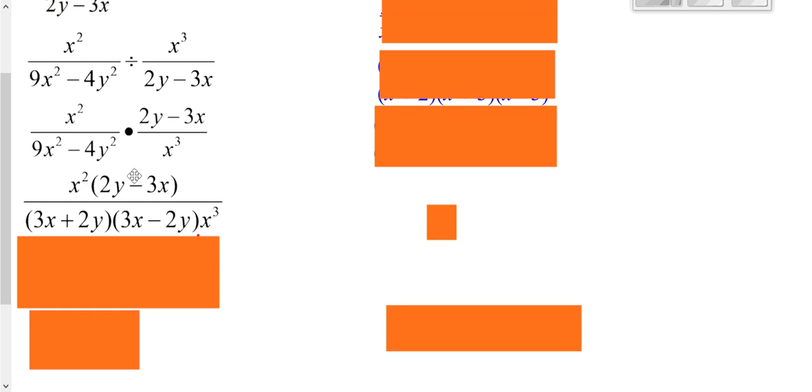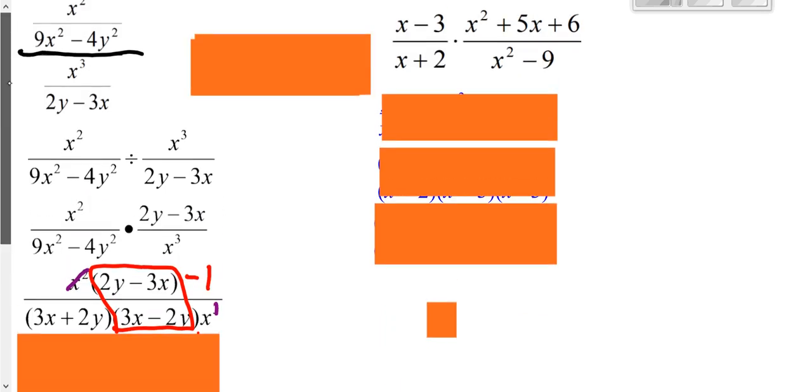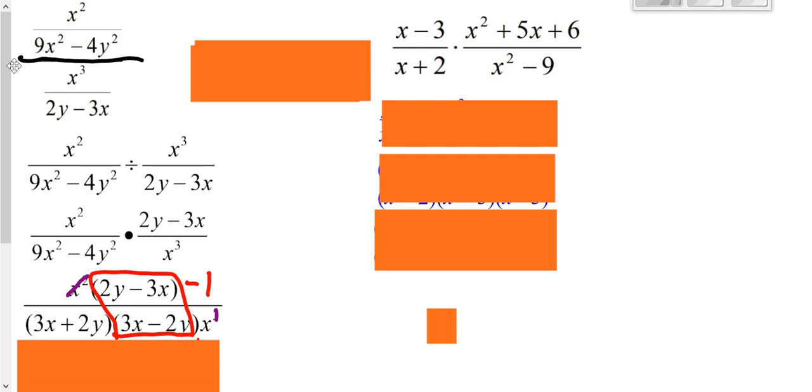Now you can cross stuff out. You'll notice you have an x squared times the top and an x cubed times the bottom, so it leaves you one extra x in the bottom. These two are not the same, but they're similar and they're opposite, so it gives you a negative 1. And then you just go ahead and you write what's left. Negative 1 on top, that x in the bottom times the first parenthesis. And that's it.